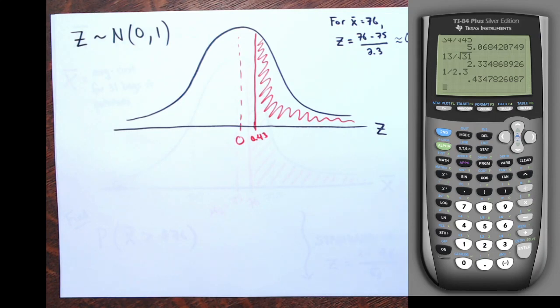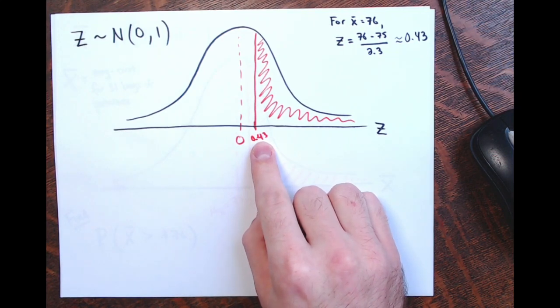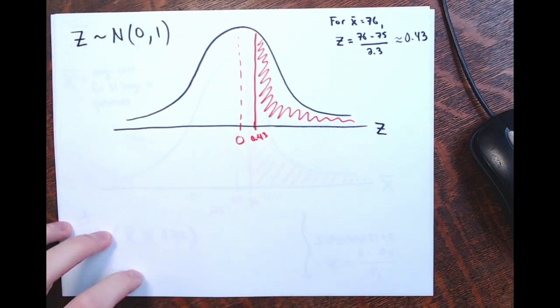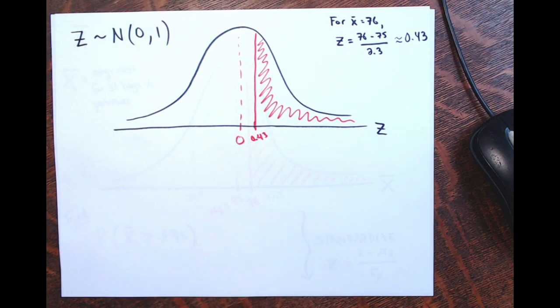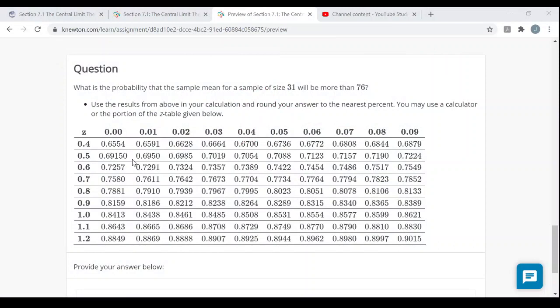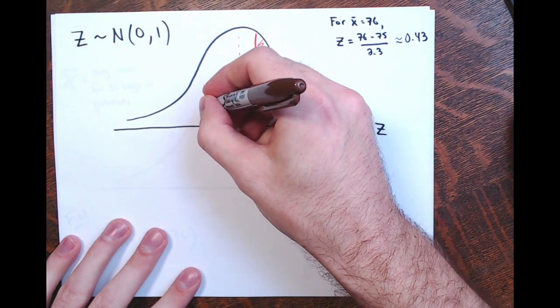Right. Let's get rid of the calculator here. So I'm going to look up 0.43 on my table. Now remember, on the table, the numbers given to you are areas to the left. So I look up 0.43 on the table. 0.43, that's giving me this value here, 0.6664. This 0.6664 is the area to the left of the z-score 0.43. So back on my paper, that's this area here.